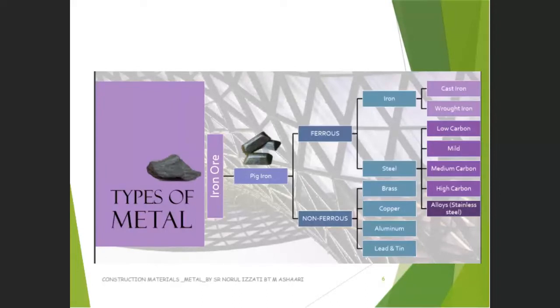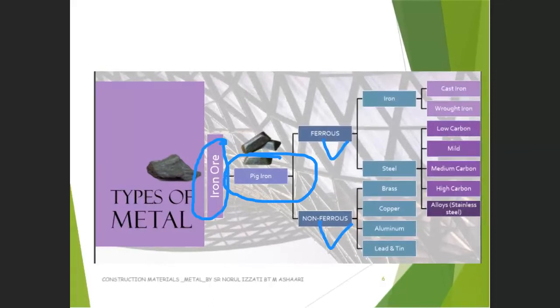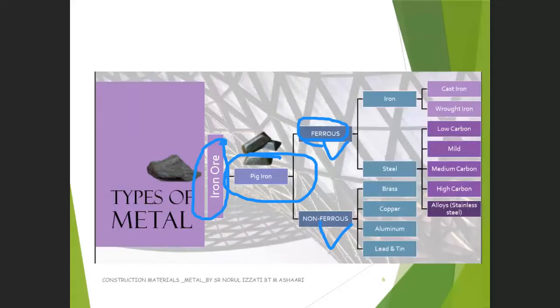From the iron ore, you have to heat it to get the pig iron, and after you heat it you can see that there are two categories. One is ferrous, another one is non-ferrous. The word ferrous refers to the material or component where there is a lot of ferrum. Non-ferrous means less or no ferrum at all inside the component in terms of the chemical components inside.